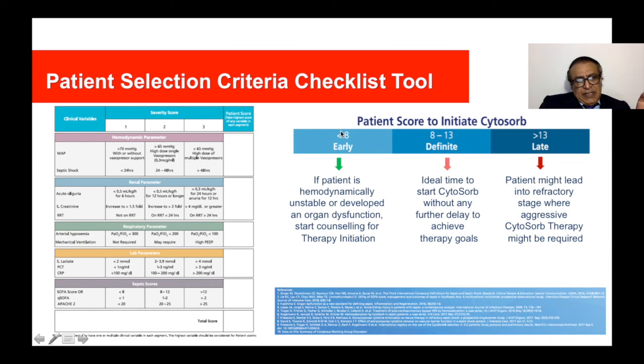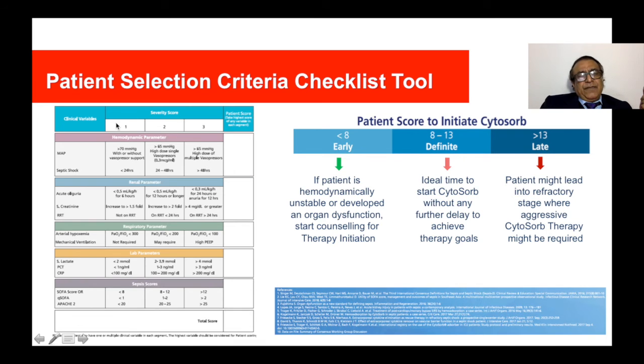Recently we have developed a patient selection criteria checklist tool, which was created as a uniform format by the Indian Society of Critical Care and some partner nephrologists, though it was a Marcon initiative. We clinically use this format to select our patients for the usage of Cytosorb whenever we are using it.